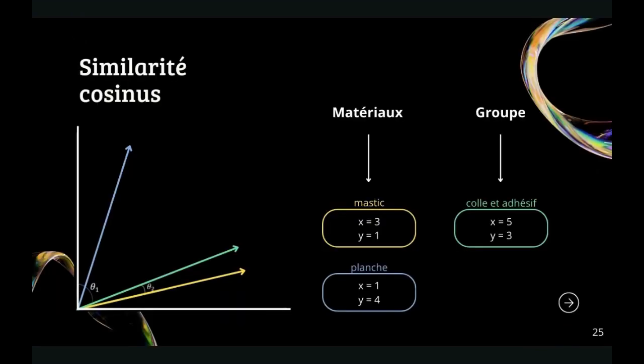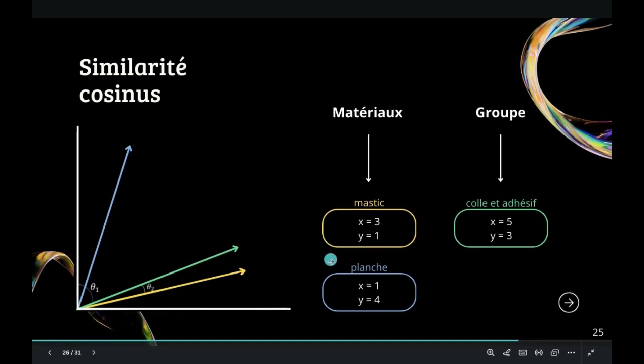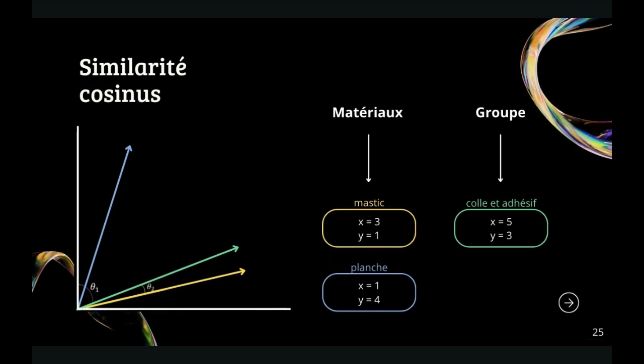Finally, this is what cosine similarity looks like. Here we want to see how close the materials, that is putty and board, are to the group glue and adhesive. So what we do is first vectorize the words putty and board using word embeddings or sentence embeddings. To make things much simpler, we use 2D coordinates. But in reality, these vectors are of size 300. So good luck to you if you want to represent 300-dimensional vectors.